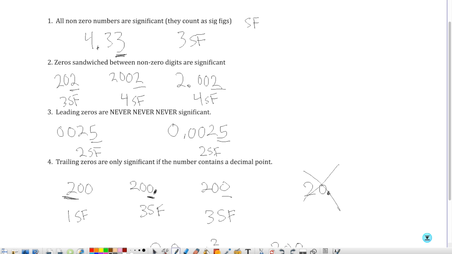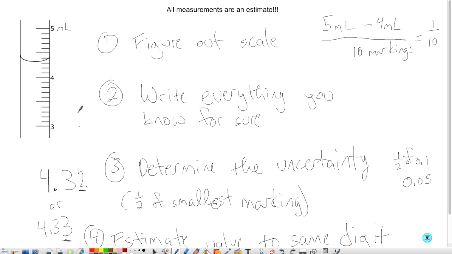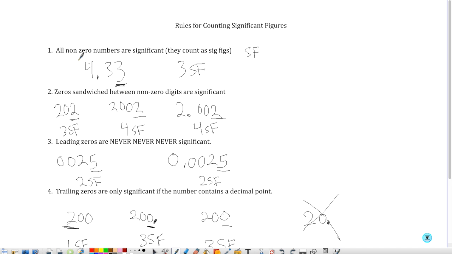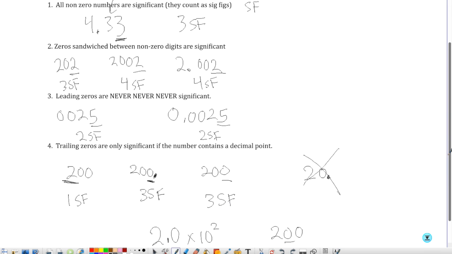Now another thing that I want to go back and tie in, okay? Let's go back to here. My smallest marking on this was 1/10 of a milliliter, which means that the smallest marking usually occurs in the digit before the estimate, okay? So that tells you something profound about what was used to measure this. So maybe it was 0.1 of a gram, or 0.1 of a milliliter, or 0.1 of a centimeter, okay?